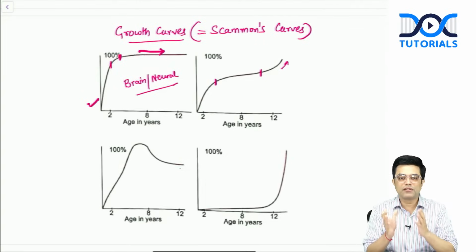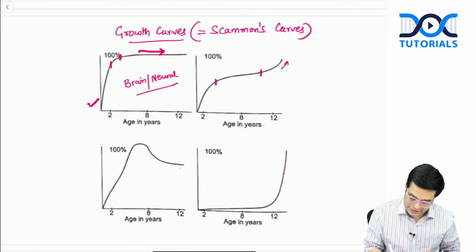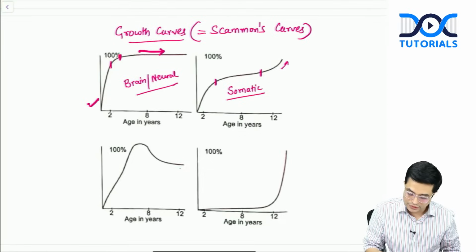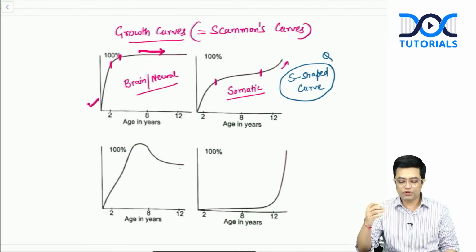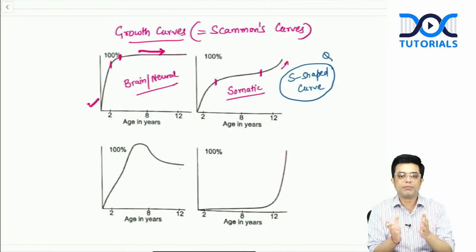This is the typical growth of an actual child, the somatic tissue growth. So the second one is somatic tissue growth. The type of growth curve is known as S-shaped curve. It is already a past question, not in FMG exam, but in NEET PG exam, that S-shaped curve is shown by which type of tissue? Somatic tissue. The general body tissue shows this kind of growth.